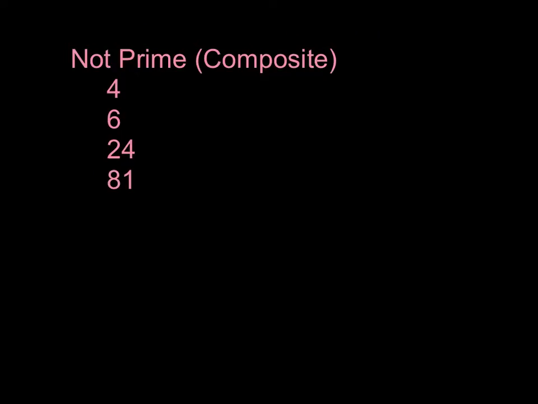Numbers that aren't prime are called composite. For example, the number 4 can be written as 4 times 1. However, it can also be written as 2 times 2. So since there's another way to get 4 other than 4 times 1, the number is composite, not prime. Another way to get 6 besides 6 times 1 is 3 times 2. So again, this number is composite.